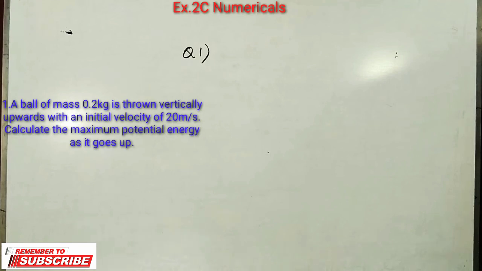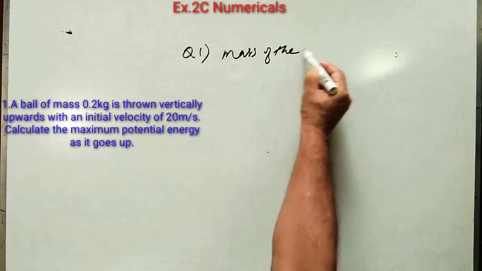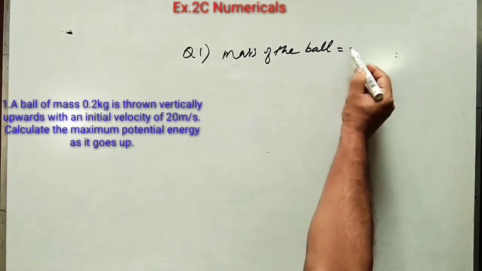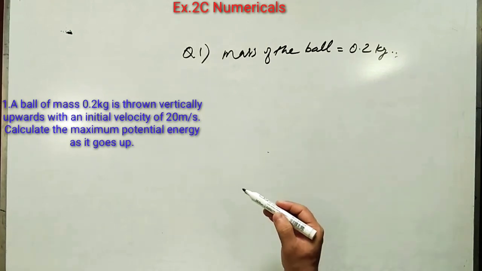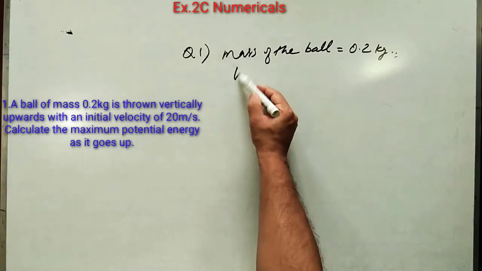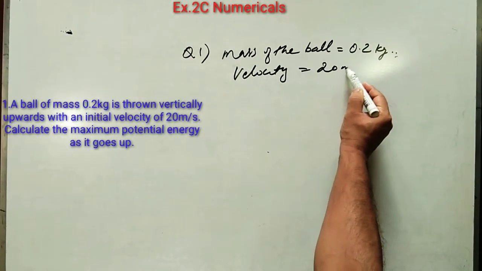So what are the quantities given there? Mass of the ball is given as 0.2 kilogram. Alright, and it is thrown vertically upward with an initial velocity. Velocity given is 20 meter per second.